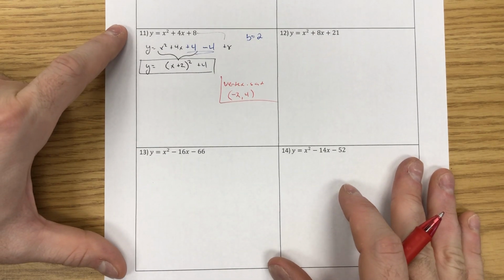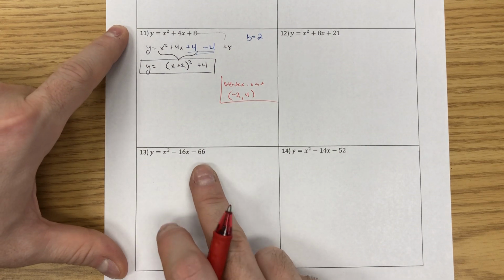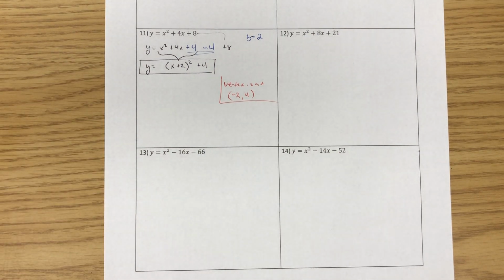Okay. So I want you to use everything that we've learned today on number 13. Turn that into a perfect square trinomial, factor it so we can find our vertex. Unpause the video when you're done.